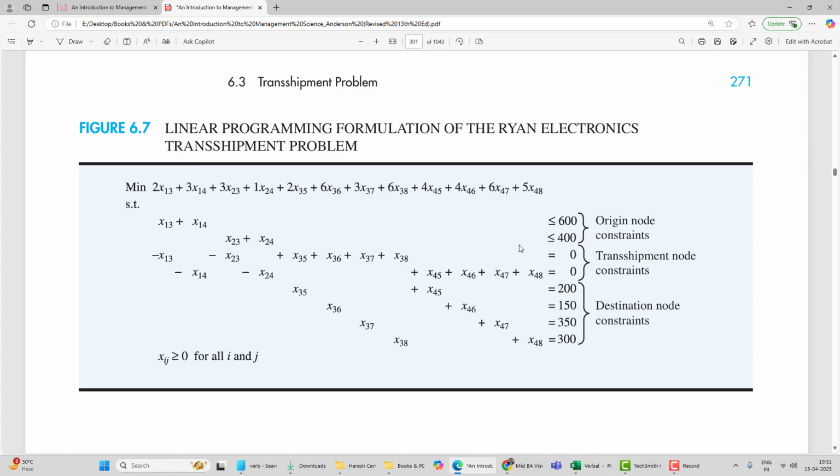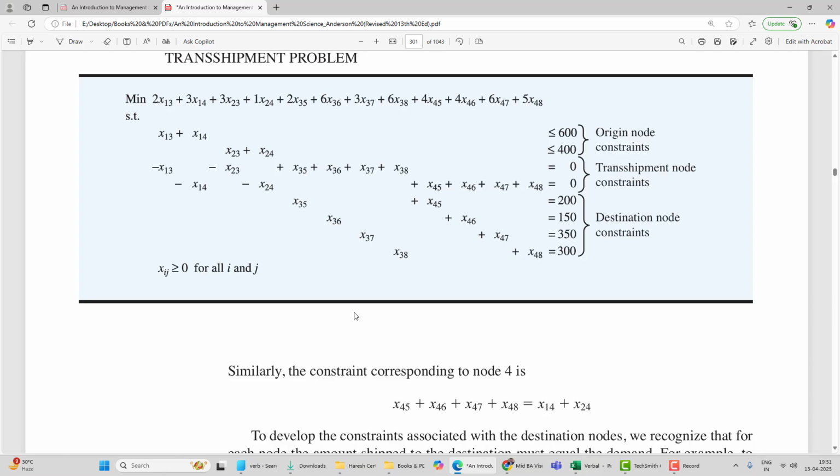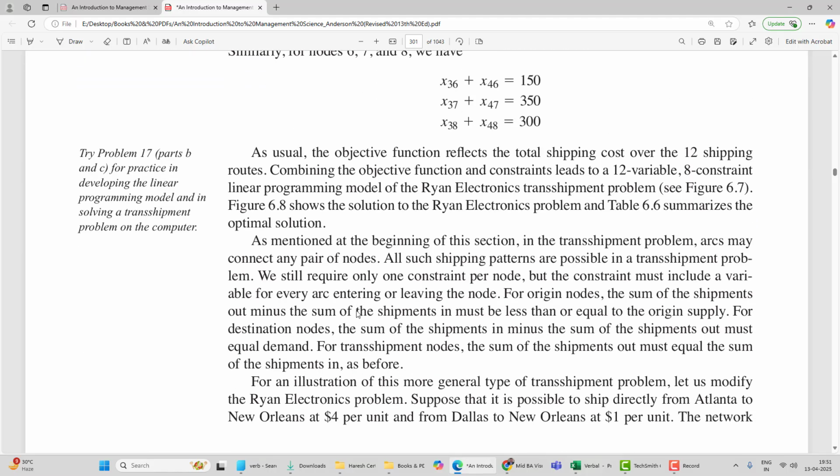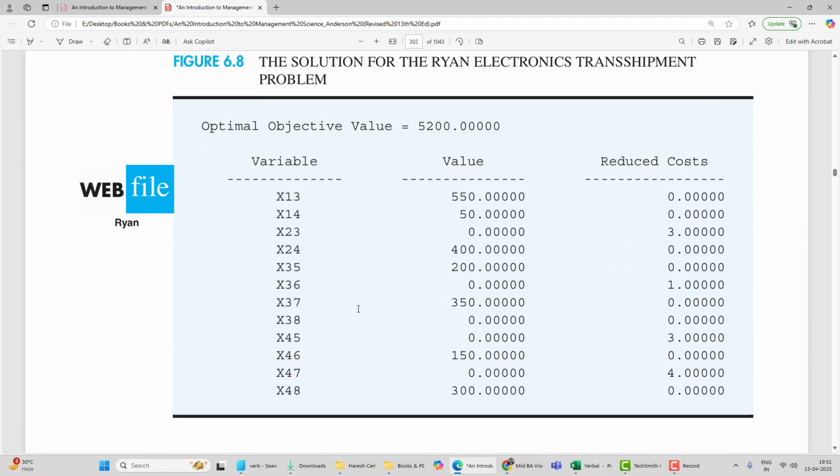Once you set this up in your Excel solver, and obviously the last one is that all the variables should be non-negative, and then solve the problem, you will get the answers like this. This will be your answer for your transshipment problem.